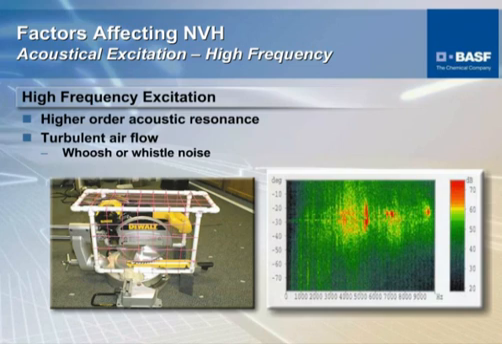There are certainly very high frequency excitations as well, for example, with power tools like a circular saw. The blade itself rotates at 30,000 RPM or so and generates quite a bit of turbulent airflow, and therefore noises associated with whistling. These are referred to as higher order acoustic resonances. When you're operating machinery at a very high speed, typically the excitations occur at higher order frequencies.